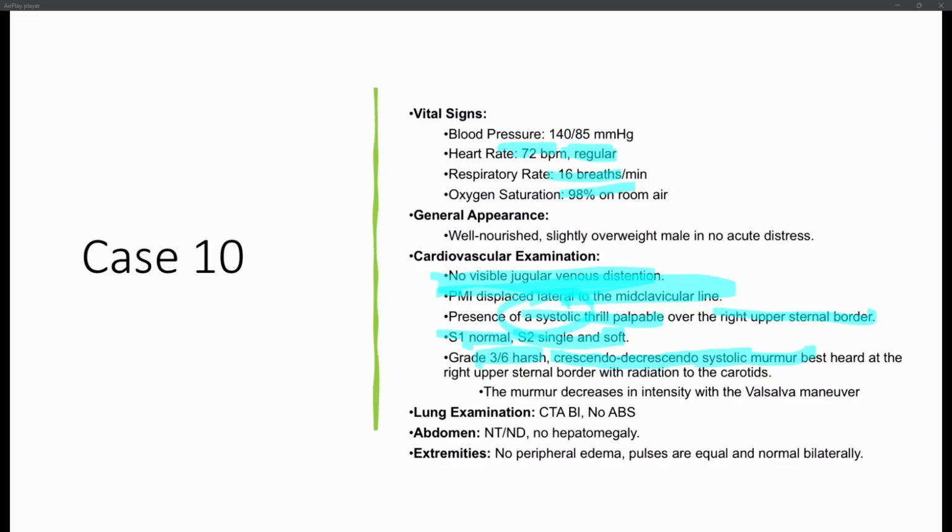The murmur decreases in intensity with Valsalva maneuver. What other condition are we trying to rule out when we do Valsalva maneuver? HOCM, hypertrophic obstructive cardiomyopathy. I have a description for this later on, so we'll stop here for now.